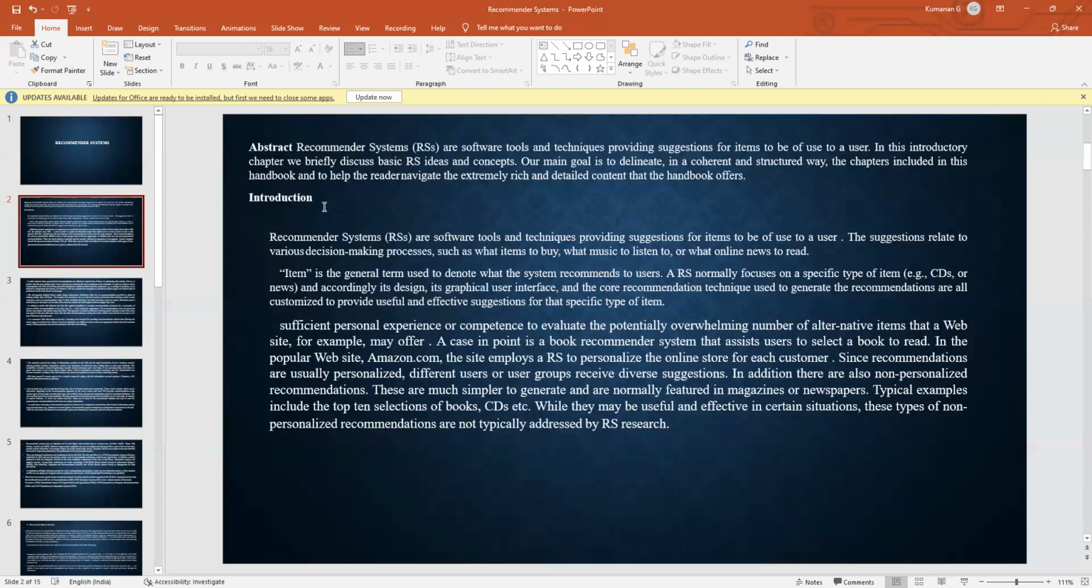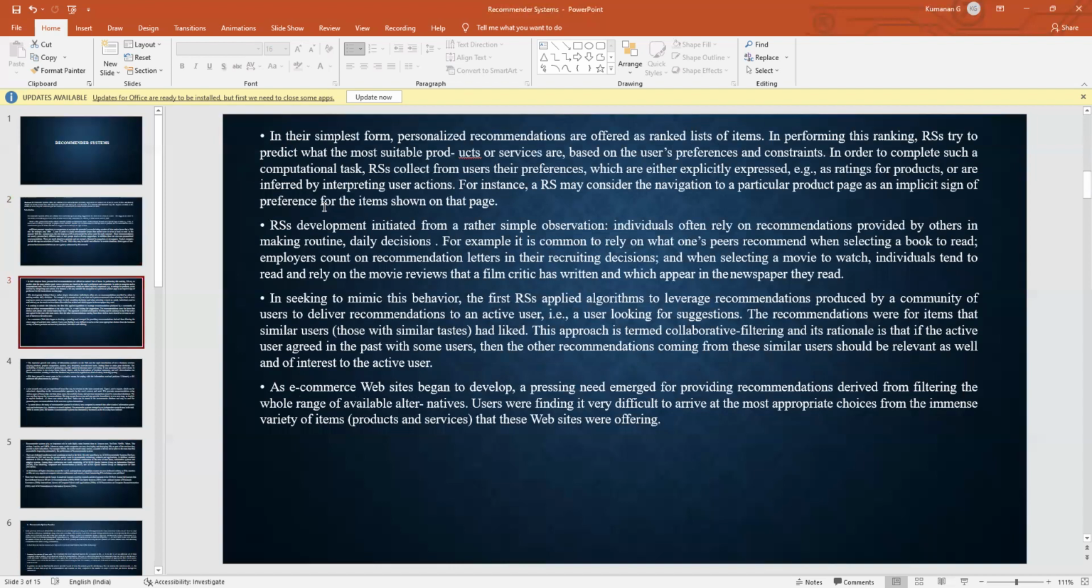In addition, there are non-personalized recommendations. These are much simpler to generate and they are normally featured in magazines or newspapers. Typical examples include the top 10 selections of books, CDs, etc. While they may be useful and effective in certain situations, these types of non-personalized recommendations are not typically addressed by recommender system researchers.